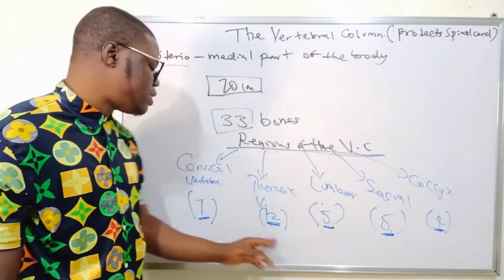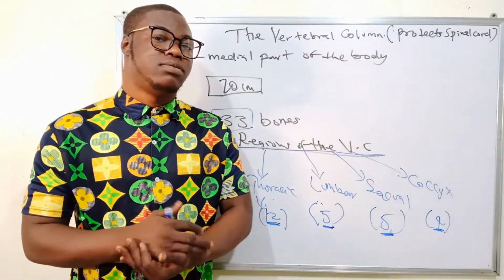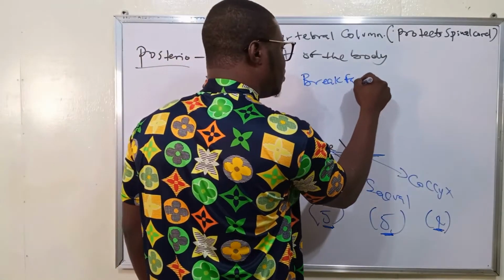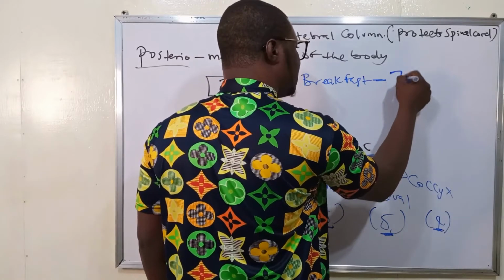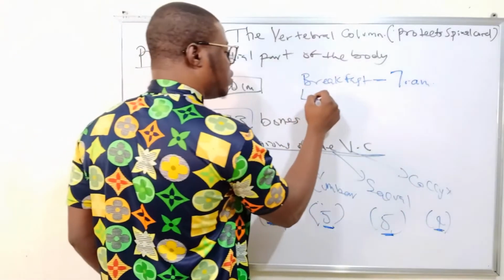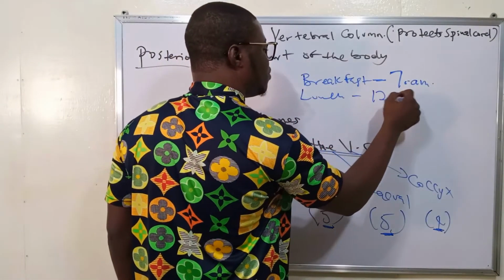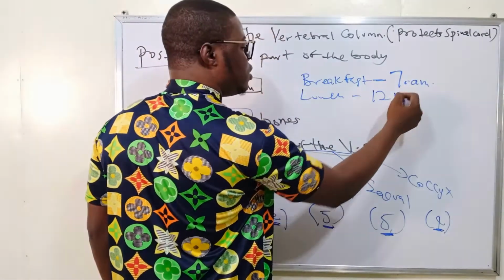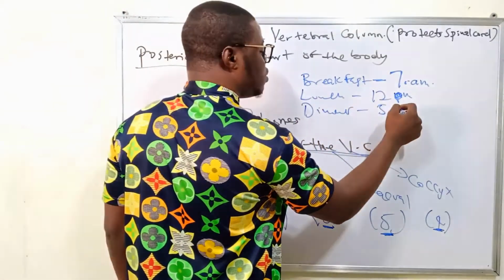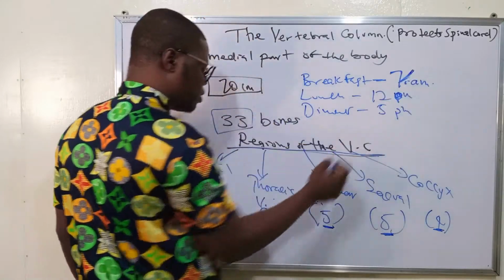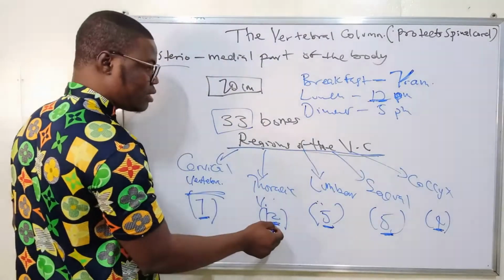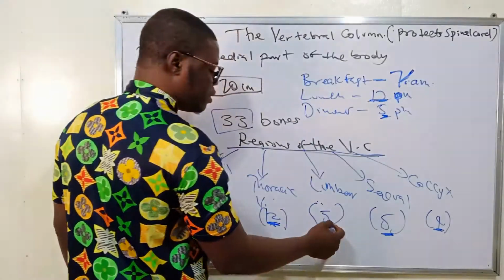Now, how do you remember the first 3? Just remember the meal times. So, breakfast should take place around 7 a.m. Then lunch should occur around 12 noon. And then the dinner should occur by 5 p.m. So the 7 is the cervical vertebra. The 12, the lunch, is for the thoracic, and then the 5 is for the lumbar.